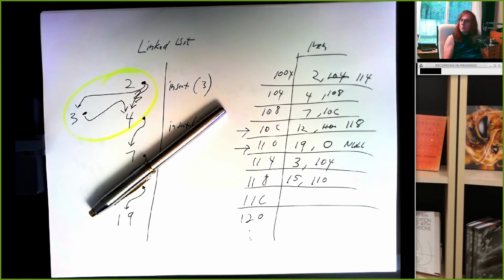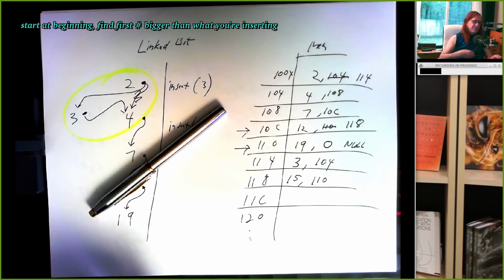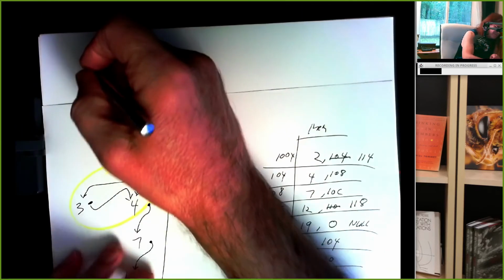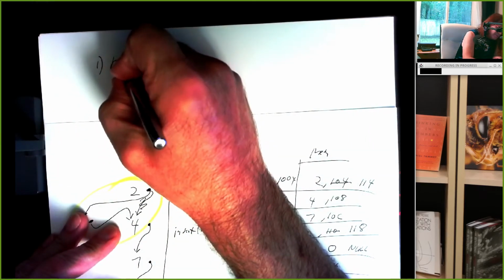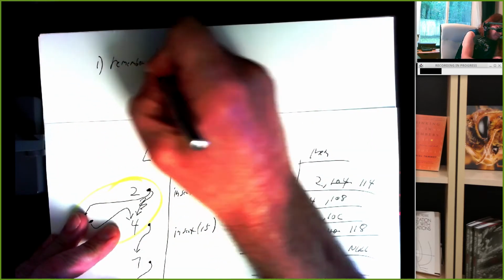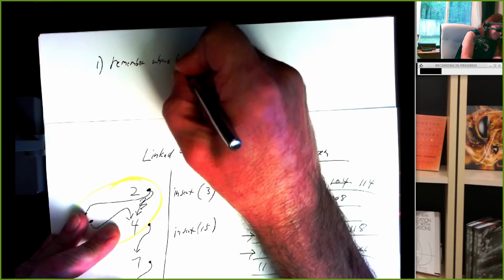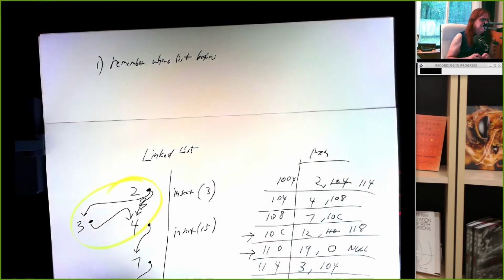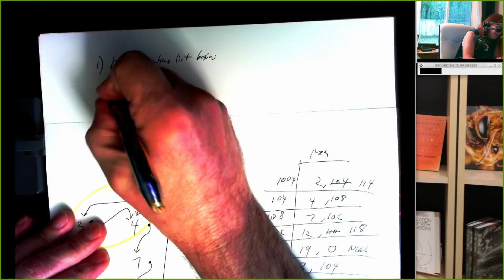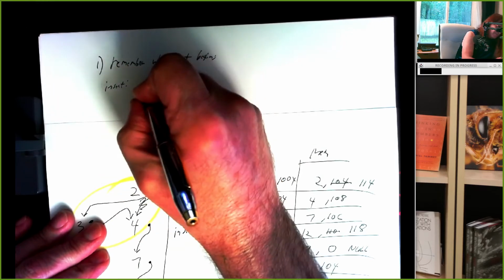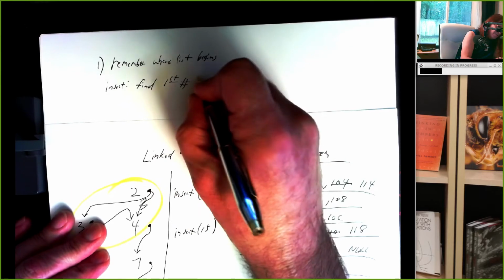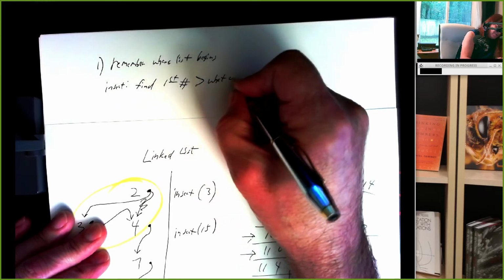Do you have to cache the beginning member of the linked list? Yeah, you've always got to know where the list begins. So yeah, we should write these down. 1, remember where the list begins. Because if we don't know that, we're out of luck. And then when you insert, find the first number bigger than what you're inserting.